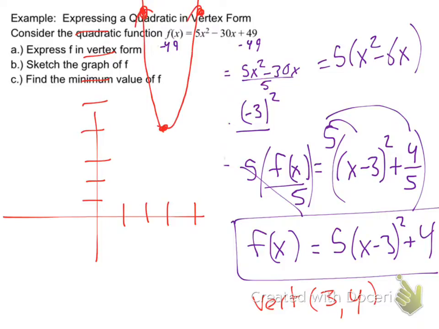So there's your sketch. Sketches are not perfect, guys. But we should be able to use that graph and say, hey, I know the minimum value. Minimum value is 4 at what? 3. At 3.